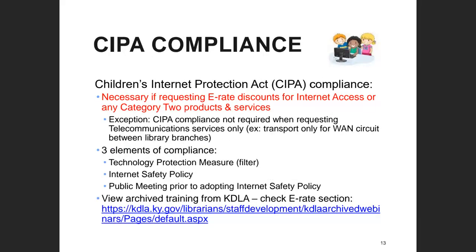And of course, good old CIPA compliance. When you're filing for E-Rate, almost everything you request will trigger compliance with the Children's Internet Protection Act, or CIPA. So if you ask for Category 1 internet access or any Category 2 services, you must comply. The exception is for a service that is considered telecommunications, in this case, transport only.